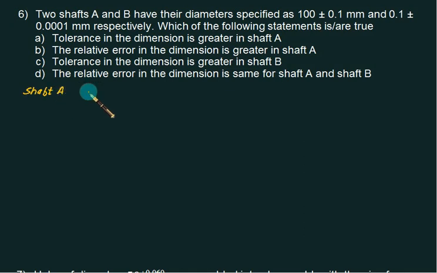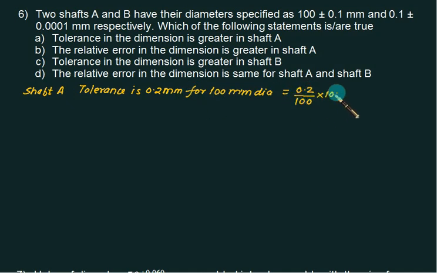For shaft A, tolerance is 0.2 mm for 100 mm diameter. So relative percentage is 0.2 divided by 100 multiplied by 100, that is equal to 0.2%. Whereas for shaft B, which has a diameter of 0.1, the tolerance is 0.002. So the percentage is 0.002 divided by 0.1 multiplied by 100. So that answer also equals 0.2. It means that the relative error in both dimensions is the same. Choice D is the correct choice.